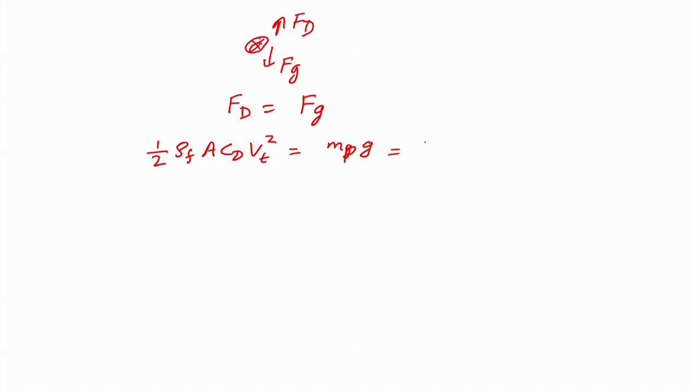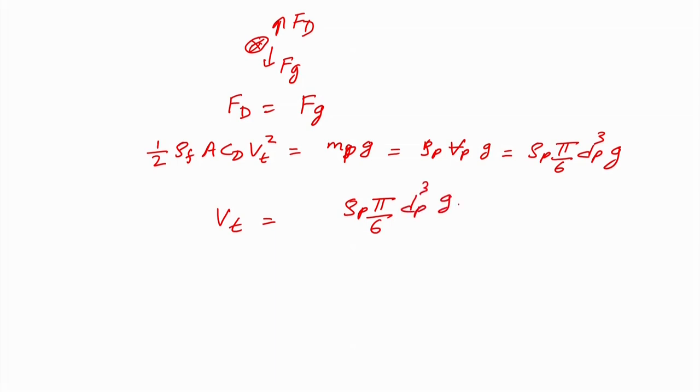Now, m of particle can be written as rho of particle into volume of particle, and this can be written as rho of particle into pi by 6 dp cube into g. Now, we can solve for Vt. So, Vt will be equal to this value. So, you can calculate this value. This will be rho p pi by 6 dp cube into g, and this will be 2 times rho f into area into Cd.